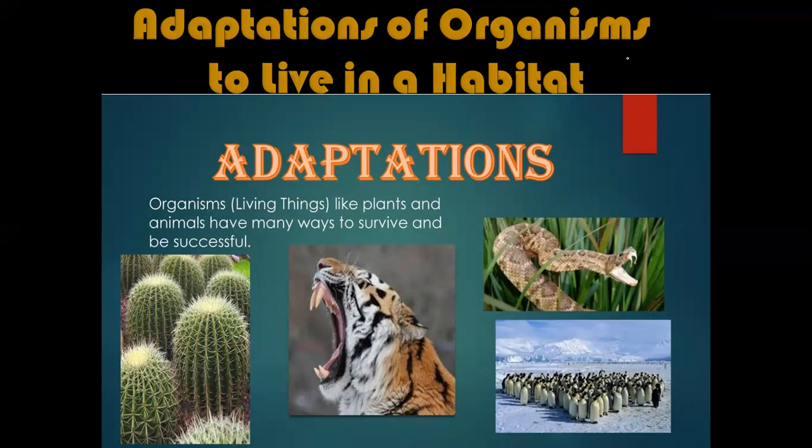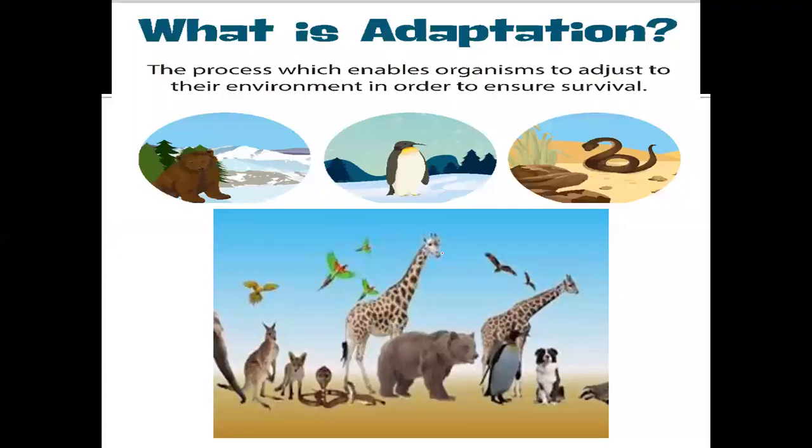Dear students, if you see adaptations of organisms to live in a habitat, you see that organisms like plants and animals have many ways to survive and be successful. What is adaptation actually? The process which enables organisms to adjust to their environment in order to ensure survival. So organisms change themselves to survive in an environment. If they don't change, definitely they would die.